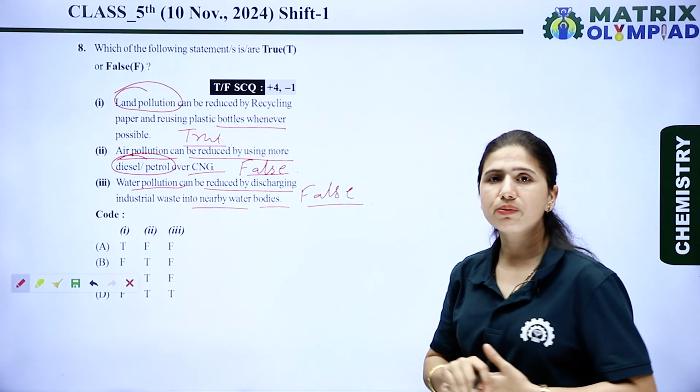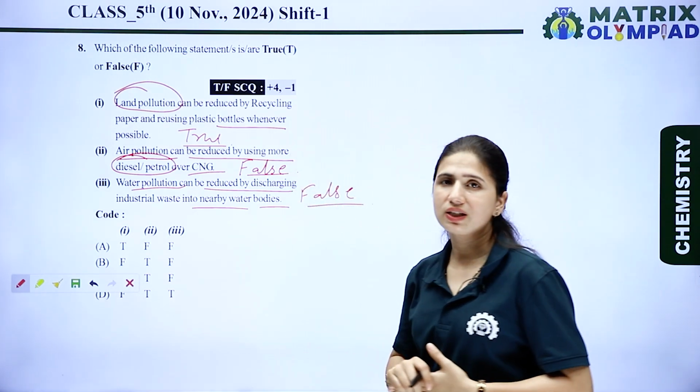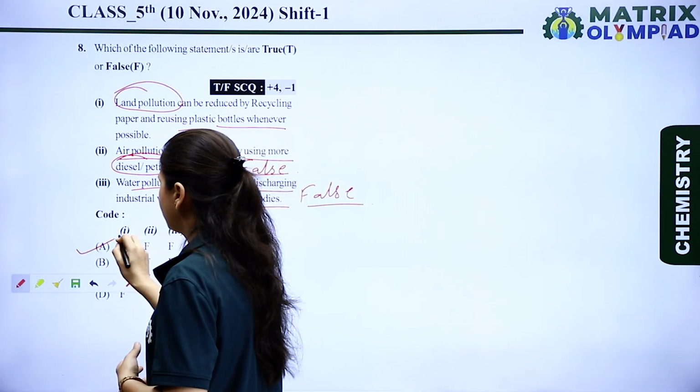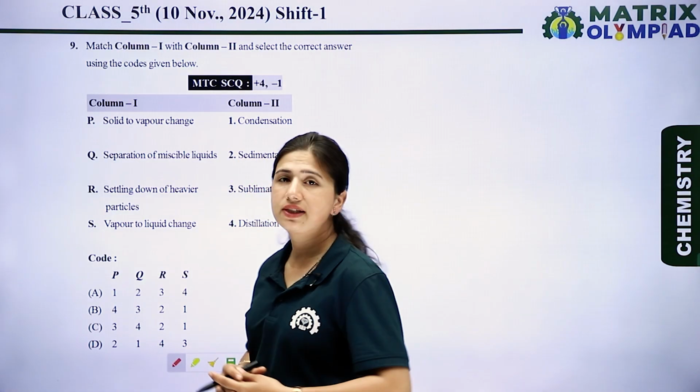So the first statement is true, the second and third statements are false. True, false and false means option A is the right option for this question. Now let's see the next question.